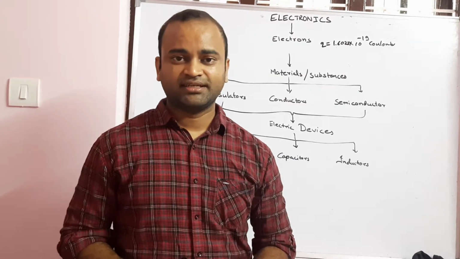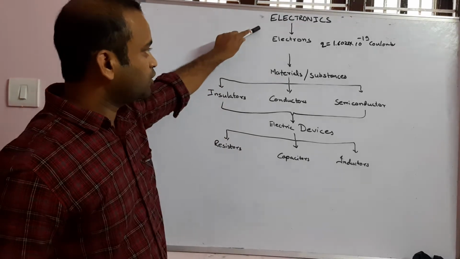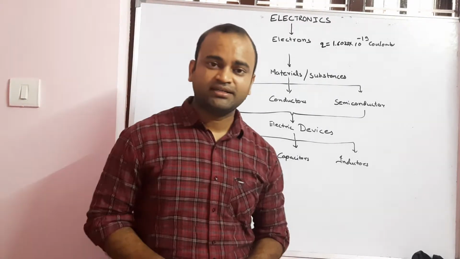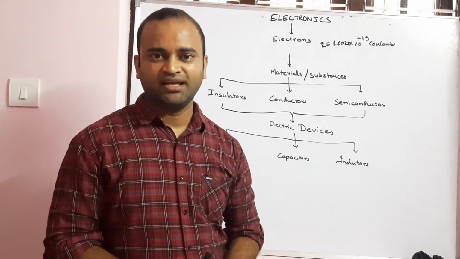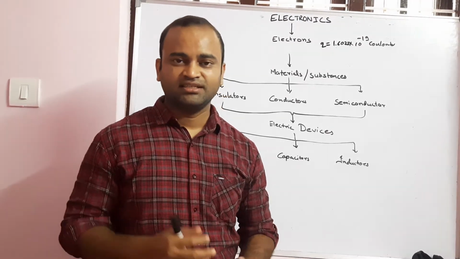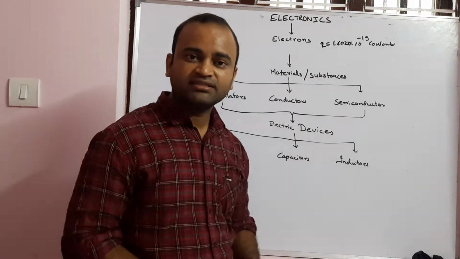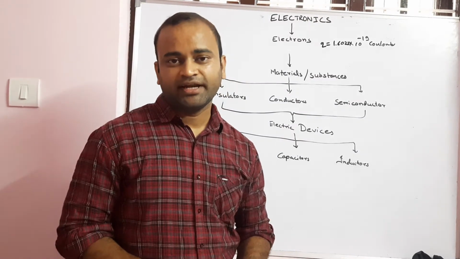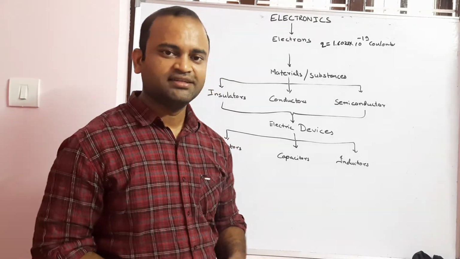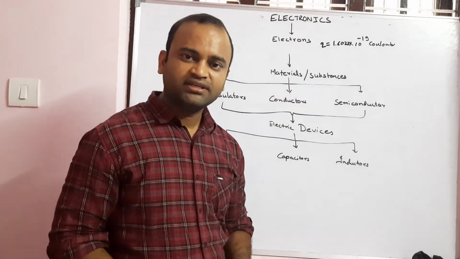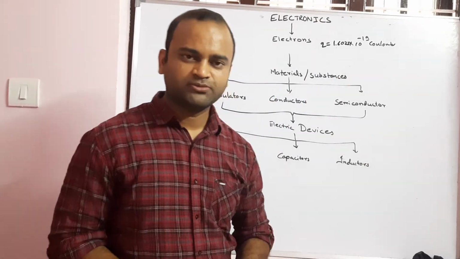The electronics subject itself, the name came from the term electrons, and these electrons are nothing but electric charge particles which are present in an atom. The electric charge carried by an electron is 1.6023 into 10 to the power minus 19 coulombs. The unit of electric charge is coulombs.